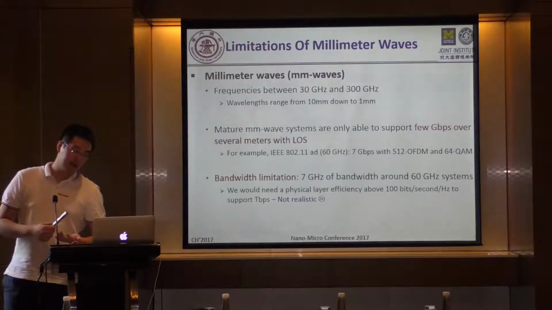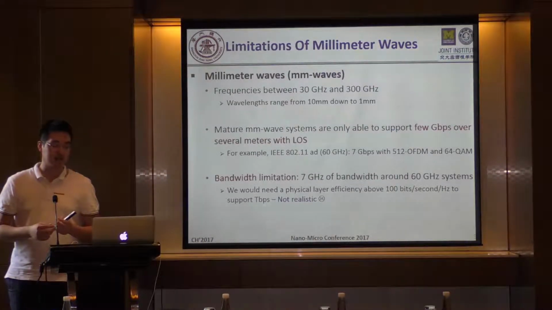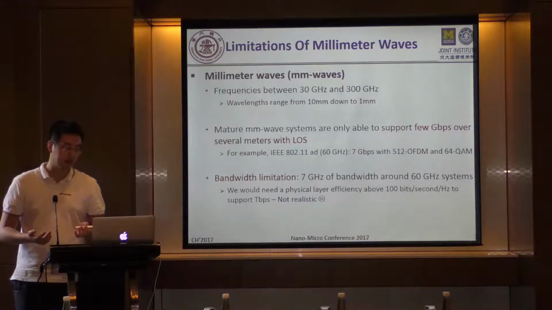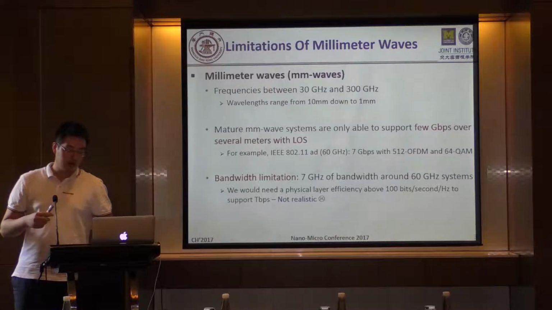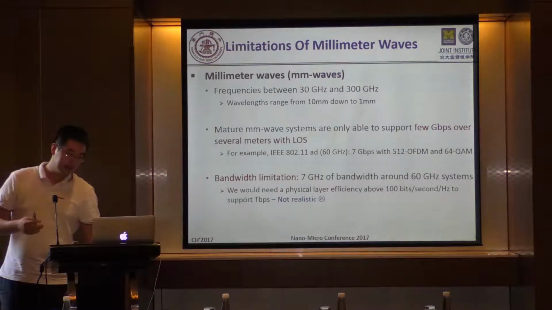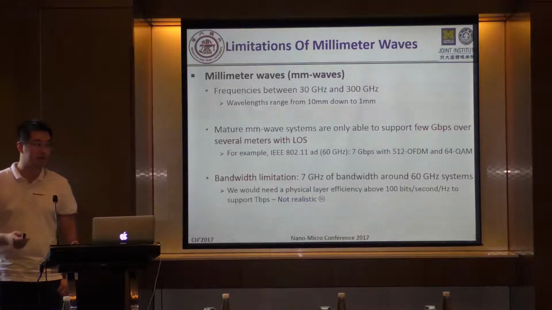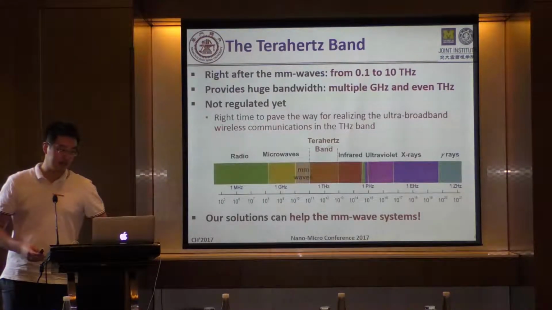Why is that? Because of the bandwidth limitation. There is only 7 gigahertz of bandwidth around the 60 gigahertz system. That's why. So playing on this bandwidth, we would need probably 100 bits per second per hertz to support terabits per second, which is apparently not realistic. So what's the solution?